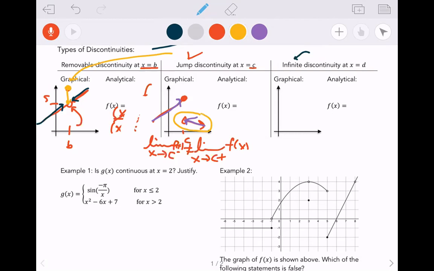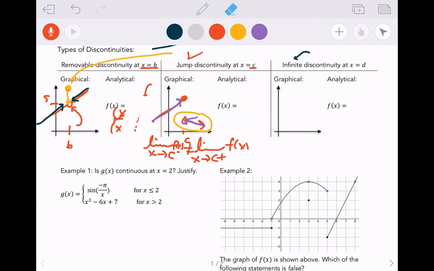Analytically, when you have a graph like this, it ends up being presented to you as a piecewise function. It'll say what's happening everywhere to the left of c and everywhere to the right of c. And at c, when you plug it into the left piece and into the right piece, you will get a different answer. So those are usually presented as piecewise functions.